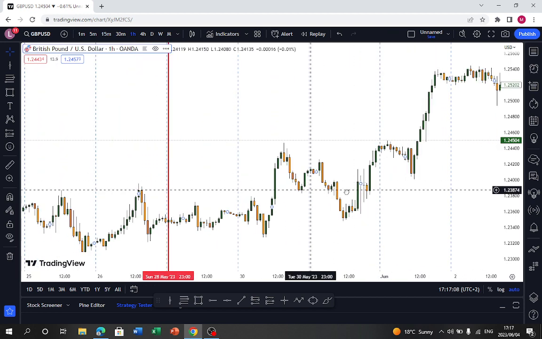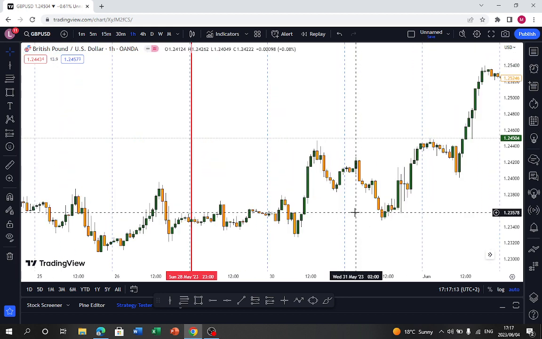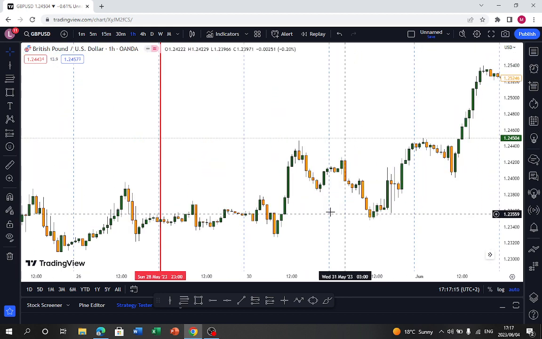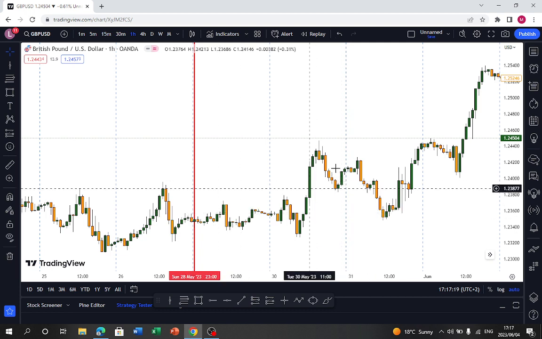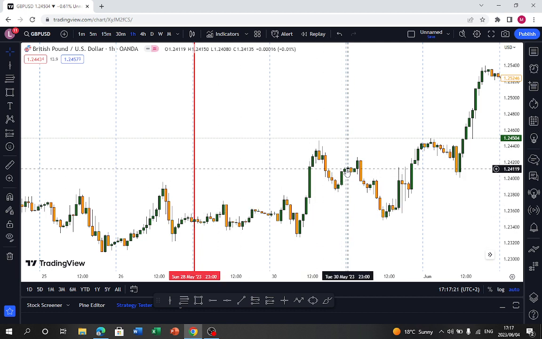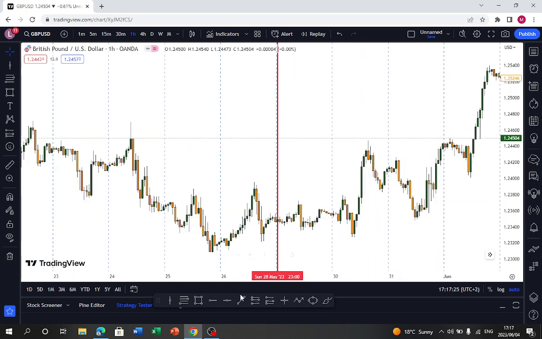So let's start again. If you're going to trade this all phases support and resistance strategy, you need to wait up until Wednesday. So we waited up until Tuesday afternoon. Then we analyzed the market. What was the market doing, right? So let's do what we did there.